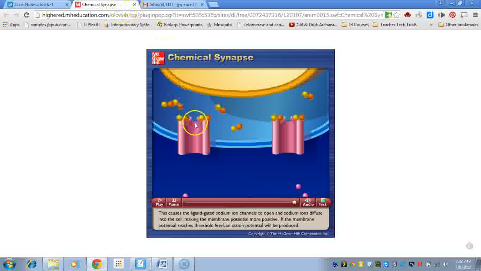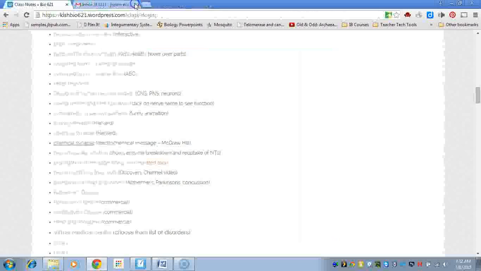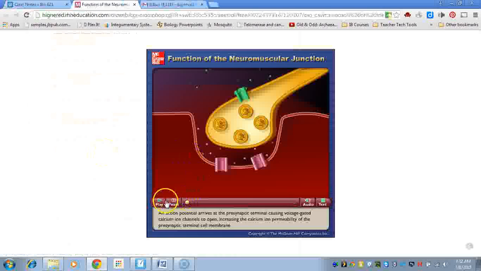Hopefully that helped when you can actually see it moving and visualize what happens. There's a couple other animations that are really good too. This chemical synapse one, the neuromuscular junction one, you can watch that. This is showing the end of a neuron where it is meeting up with its effector.